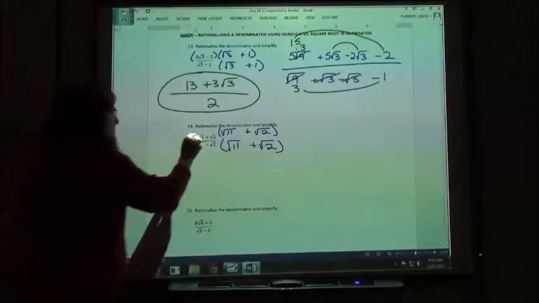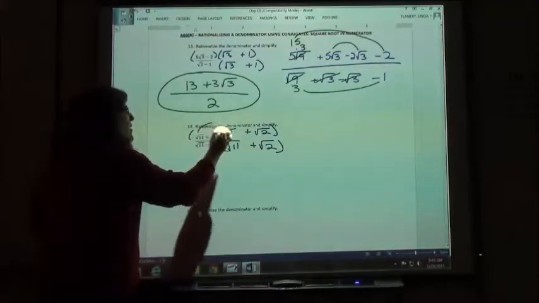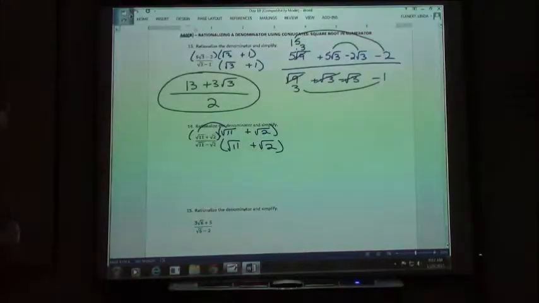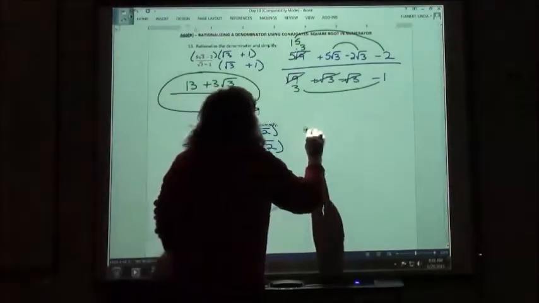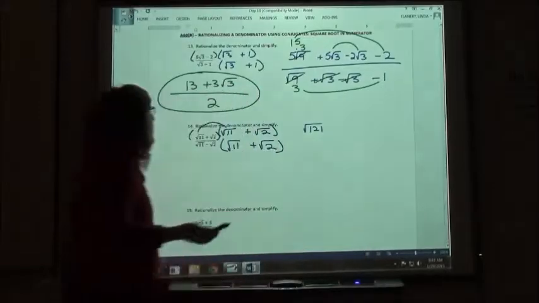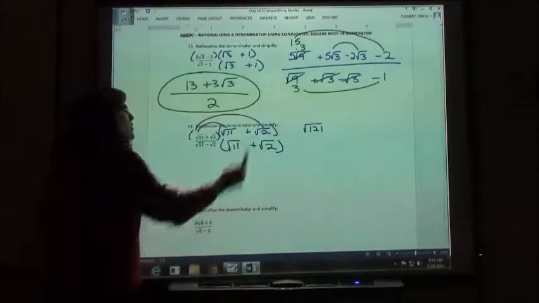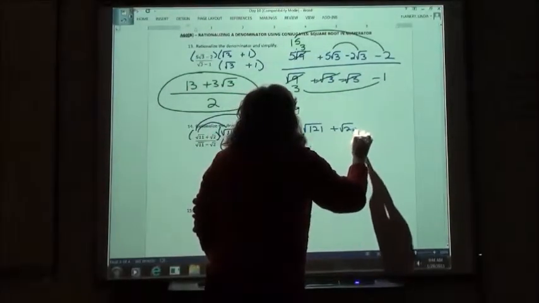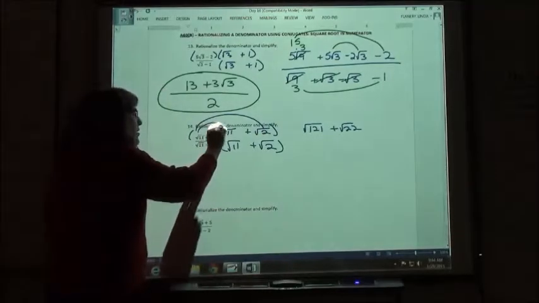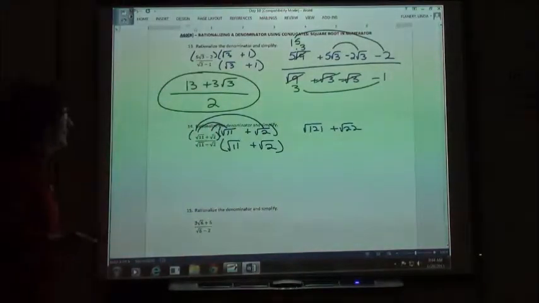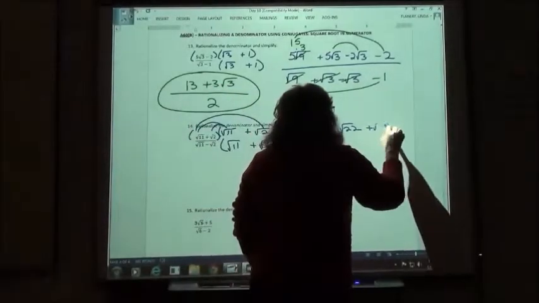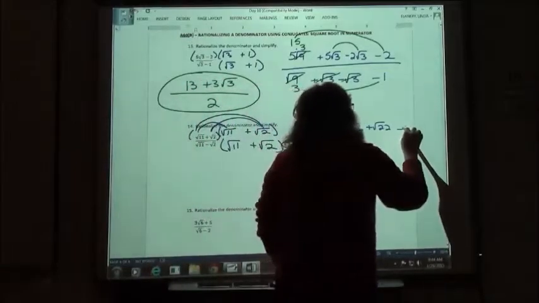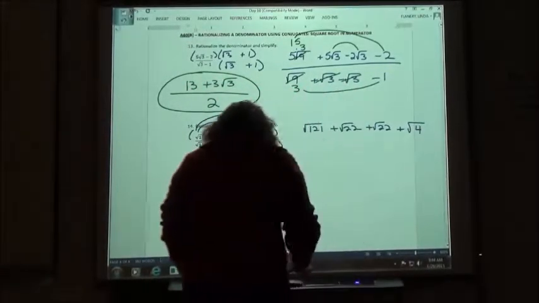So we're going to FOIL. On the top, square root of 11 times square root of 11, 121. Square root of 121. We'll worry about simplifying later. We're just going to FOIL it first. Square root of 11 times the square root of 2, 22. Square root of 22. On the inside, square root of 2 times the square root of 11, 22. Another square root of 22. And then the last, square root of 2 times square root of 2, 4. Square root of 4.